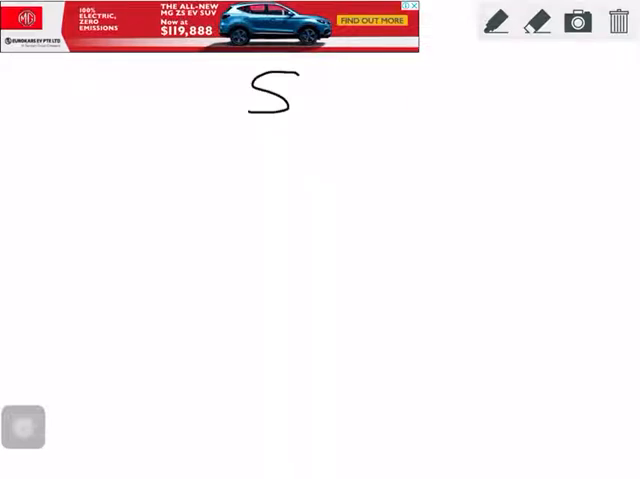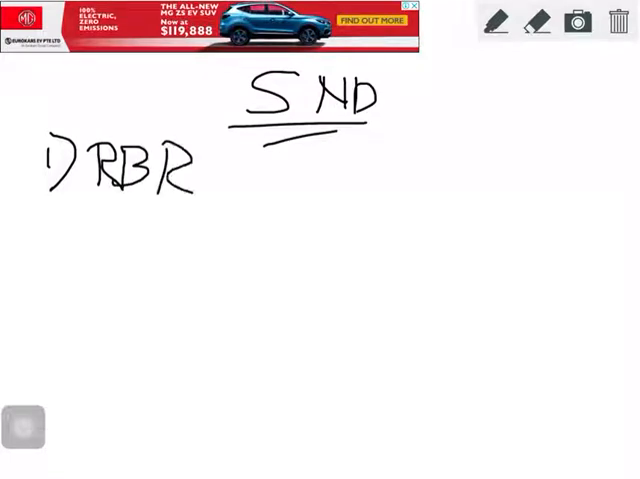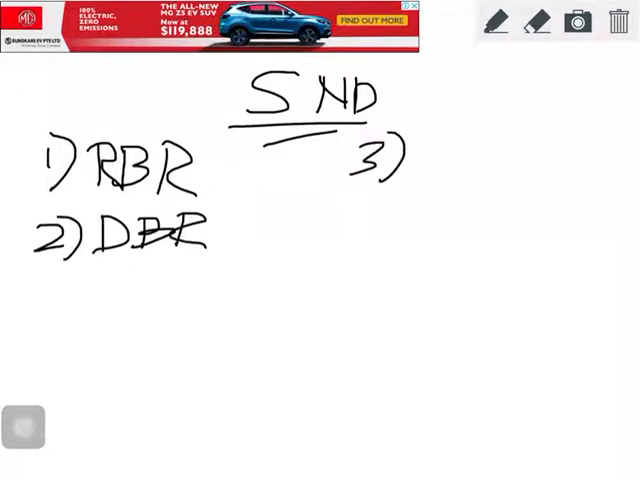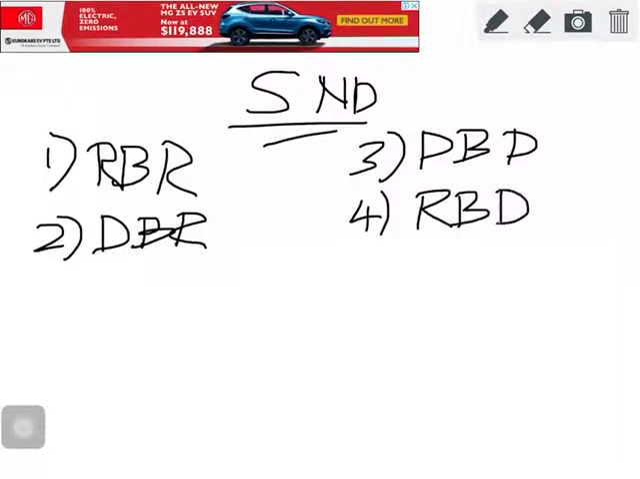So I just put SND, supply and demand. There are four types of supply and demand moves. Rally base rally and drop base rally are the first two. The other two are drop base drop and rally base drop. Remember these four types of moves because they're always happening in the market. It's just a matter of identifying it, waiting for it, and making the necessary executions.